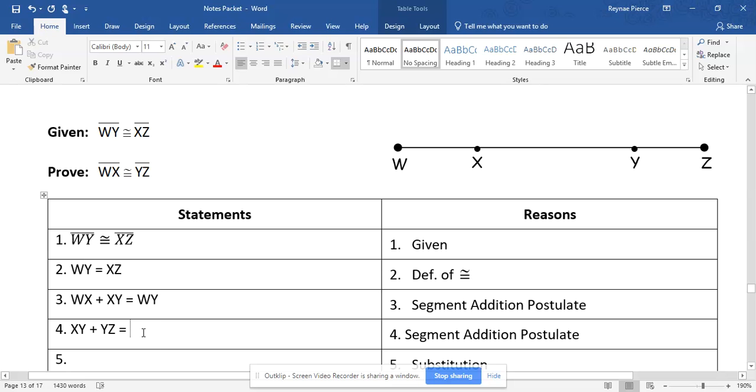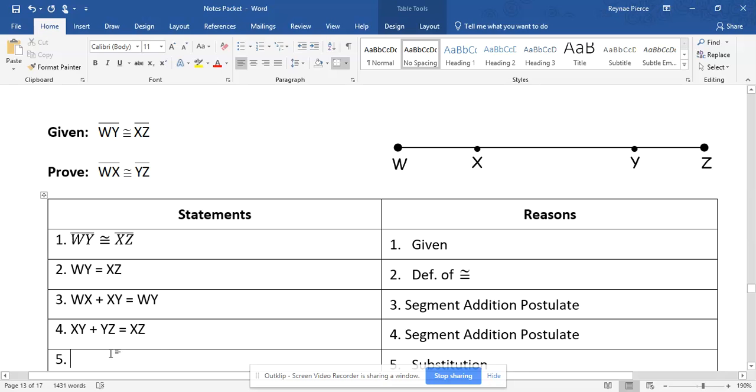And then we're also going to look at XY plus YZ, and that equals XZ, because again, we know something about XZ. Both of those reasons for statements 3 and 4 are the segment addition postulate. Now we know something about WY, and we know something about XZ.